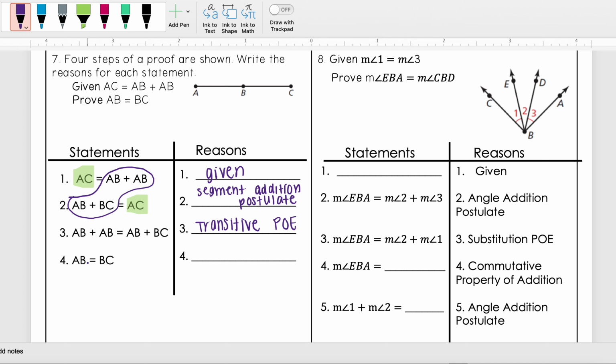And then for my last step, I see that I get AB is equal to BC, which is exactly what we were trying to prove. So I need to see, okay, how do they get from step 3 to step 4? Well, they have the AB on the left, they have the BC on the right, and they canceled out the AB. Well, how did they do that? Well, all they did was they subtracted AB from both sides. And so that is the subtraction POE.